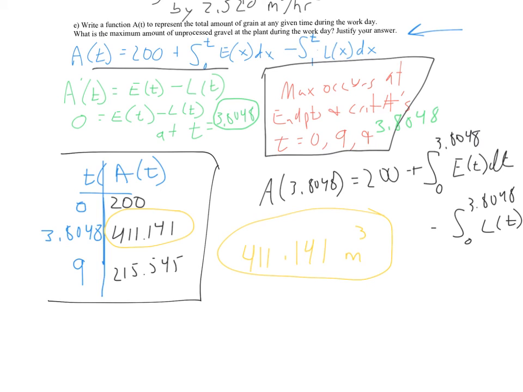But how do we solve for the other time element? Well, the other time we have to put into our amount function that we wrote at the beginning here, and when we do that, you'll get 411.141 cubic meters. So the maximum amount occurs at hour 3.8048, but the maximum amount at any one time on the facility is 411.141.